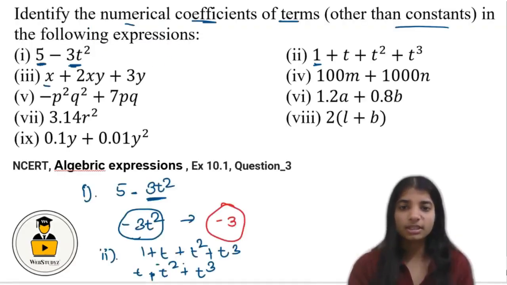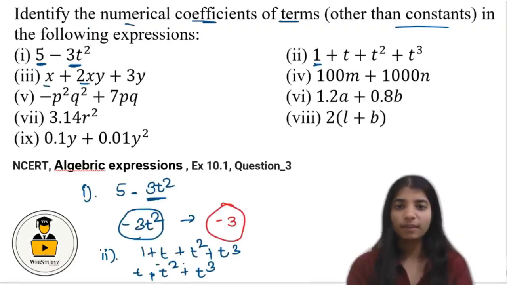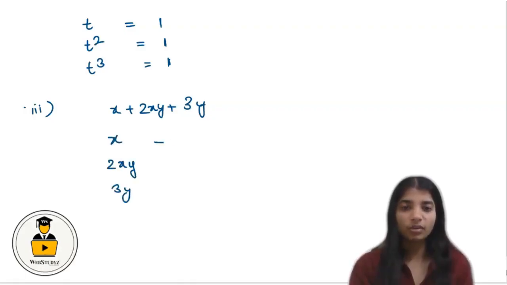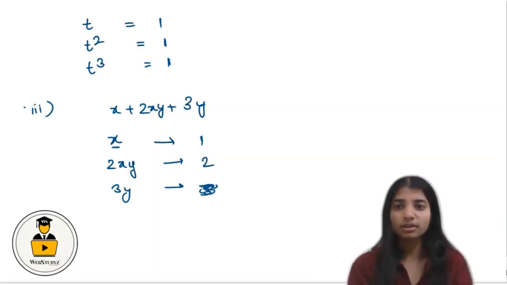Now part 3, which is x plus 2xy plus 3y. Here we have the expression x plus 2xy plus 3y. There is no constant term, so the variable terms are x, 2xy and 3y. We have to find the coefficient of these terms. For x it's 1, for 2xy it's 2, and for 3y it's 3. So this is the answer to part 3 of this question.